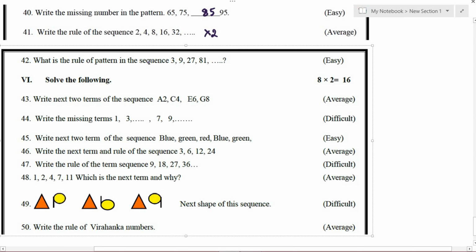Here is the next question. What is the rule of the pattern of the sequence? Here, multiply each number by 3 to get the next number. 3 times 3 is 9, 9 times 3 is 27, 27 times 3 is 81.